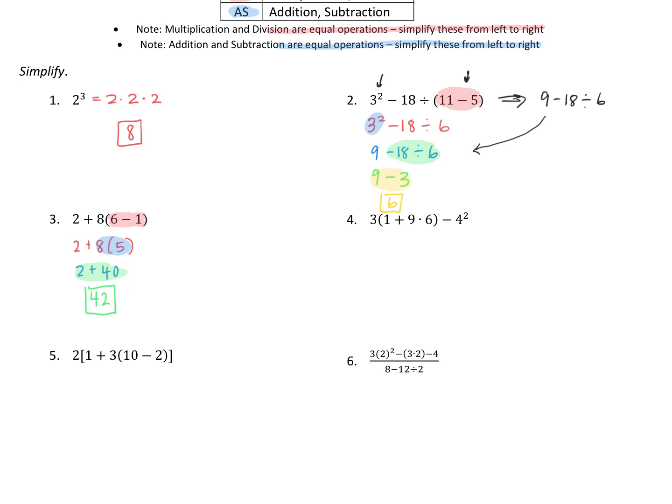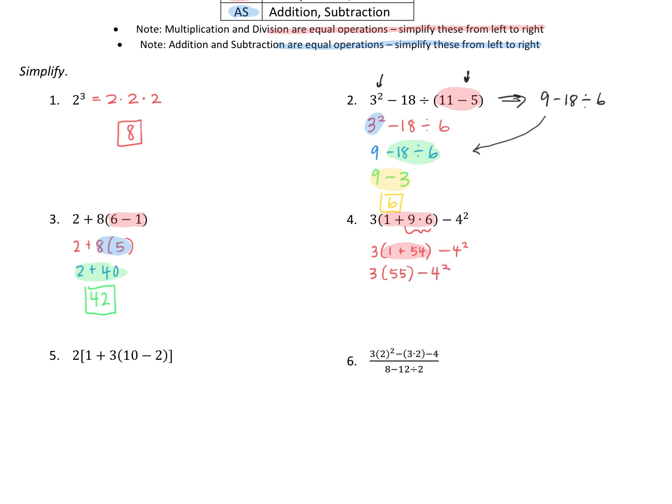So number 4, we're looking for parentheses first. So I've got all of this in parentheses. Within the parentheses, we now have to figure out what to do first. So inside the parentheses, we don't have more parentheses. We don't have exponents. We have multiplication and division. So I'm going to have to do that first. So 3 times 1 plus 9 times 6 is 54 minus 4 squared. I still have more to do within the parentheses. So I'm going to add those. So I will get 3 times 55 minus 4 squared.